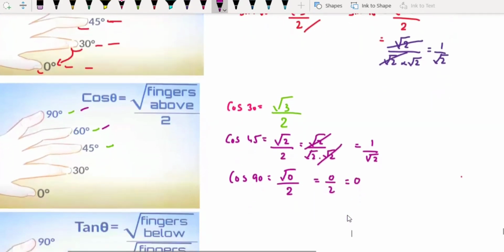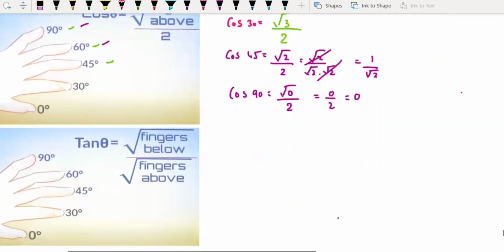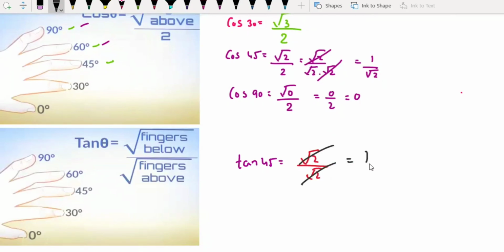Okay. Moving to the next one, that is about tan theta. The same way we're going to use the shortcut to find out the value, that is tan 45. The formula is fingers below divided by fingers above, both are under the root. Fingers below are two and above are also two, so root 2 divided by root 2. The numerator and denominator values are the same, so both get cancelled and the value is going to be 1. So tan 45 is equal to 1.